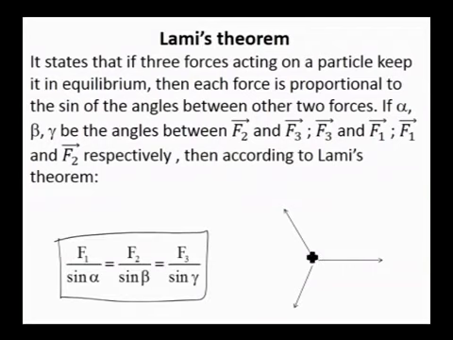we get this equation. It means, if this is the force F1, this is force F2 and this is force F3 which are acting, then Lami's theorem says that the force F1 is proportional to the sine of the angle between the other two forces. Similarly, you can consider this: here F3 and F1, therefore this is beta, and let us say this is gamma. So this is what Lami's theorem is telling us.